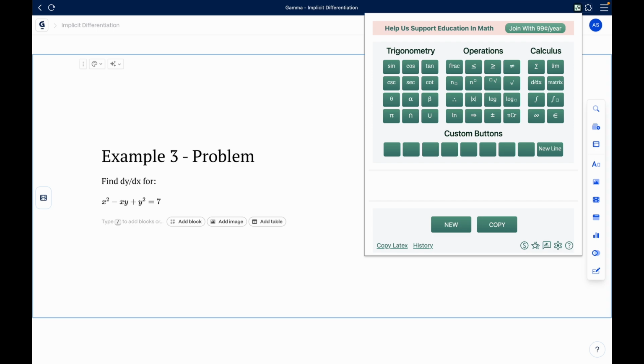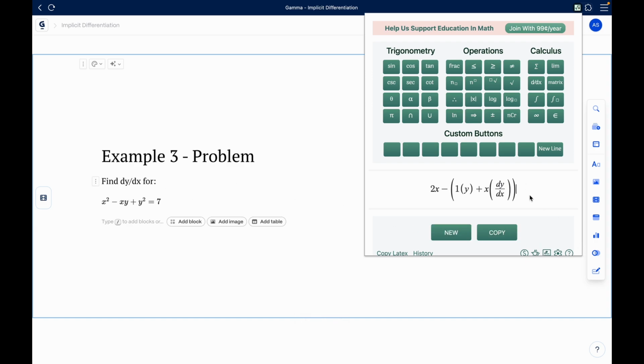On the very left, we have the x squared, where the derivative of that is simply 2x, then minus the derivative of xy, which we figured out above, is 1 times y, plus x times dy/dx, and it's really simple, all for xy, and plus y squared, which we also figured out earlier due to the chain rule, was 2y times dy/dx. And this is equal to the derivative of 7, but since 7 is a constant, it's equal to 0.